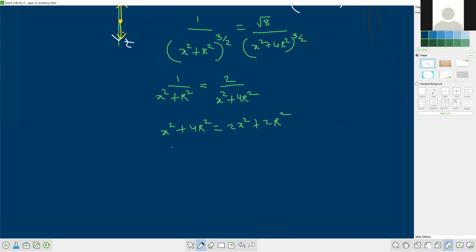And finally, you have to find out x value only, na? So x square is equal to 4r square minus 2r square, that is 2r square. And finally, x is equal to root 2 into r. At what distance on the z-axis will you have zero electric field intensity? At a distance root 2 into r only. Okay.